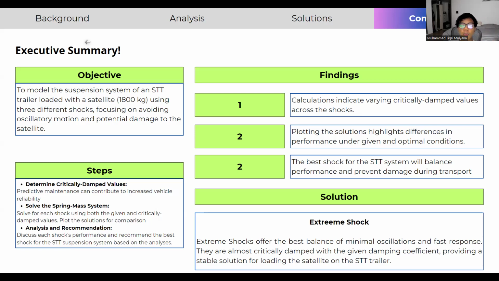And the third one is the best shock for the SCT system will balance performance and prevent damage during the transport of the satellites. And the solution is we use the Extreme Shock because Extreme Shock offers the best balance of minimal oscillation and fast response. They are almost critically damped with the given damping coefficients, providing a stable solution for loading the satellite on the SCT trailer.